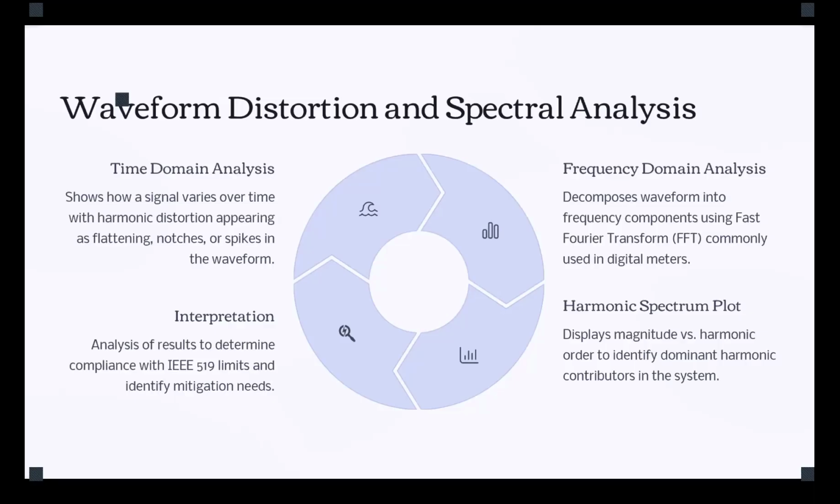Now, harmonic spectrum plots normally display the magnitude of each harmonic order. So it gives us a visual fingerprint of the distortion in our system. For example, if the fifth and seventh harmonics are dominant, we see large spikes at those frequencies in the plot, which basically tells us exactly where to focus when we want to mitigate the distortion. Analyzing the harmonic spectrum helps us determine whether the system actually complies with IEEE 519 or we need to correct the system. So that frequency analysis is very important for tracking down the source of distortion and choosing the right solution to reduce or mitigate those harmonic distortions.